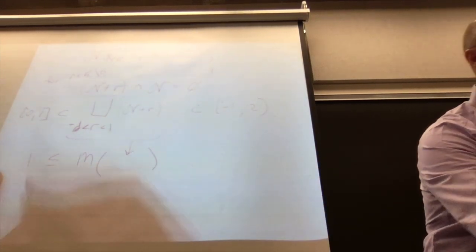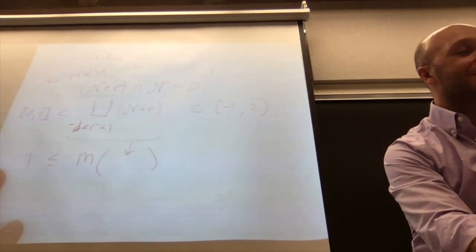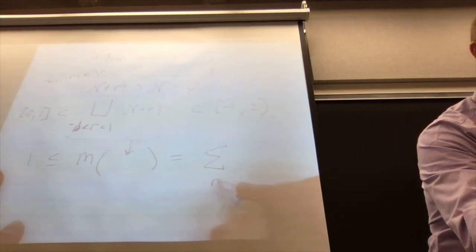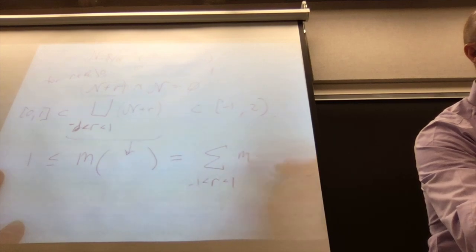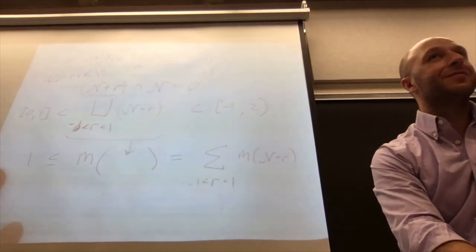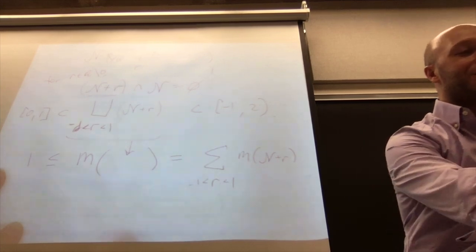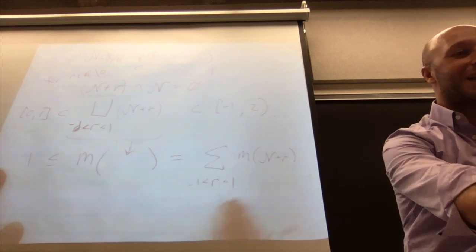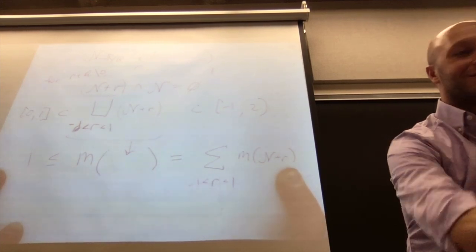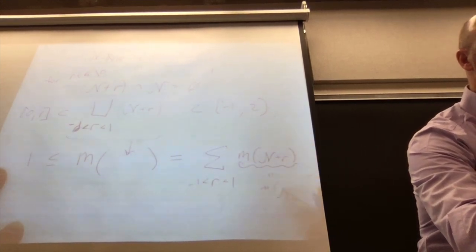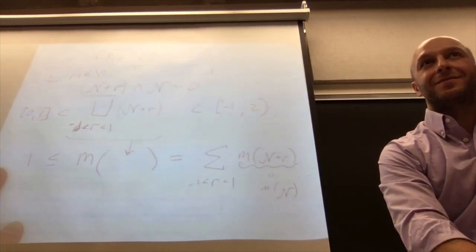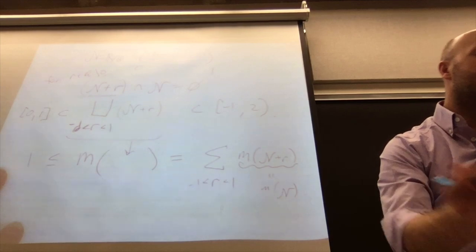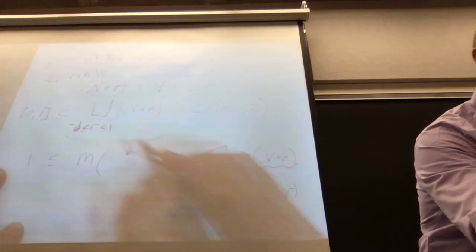It's at least 1. And these sets are all disjoint, so it is an infinite sum. It's a sum over all the rational numbers from minus 1 to 1 of the measure of n plus r. That's using countable disjoint additivity. Should be translation invariant. r should be able to take the value of minus 1, 1, if you like. Sure, why not?